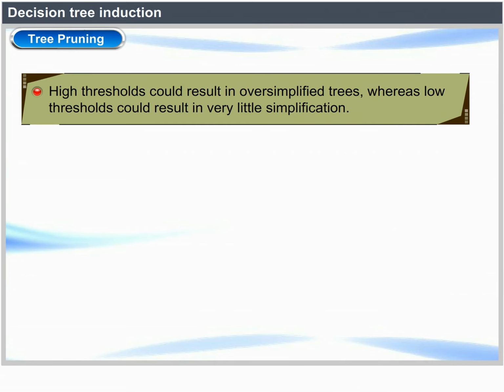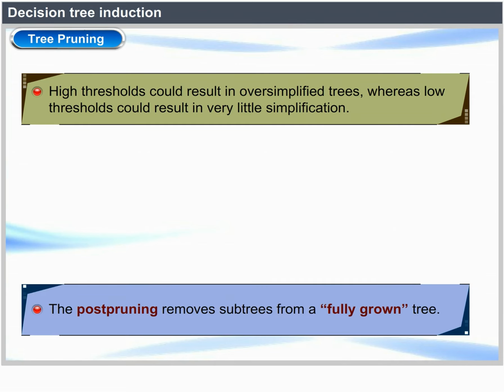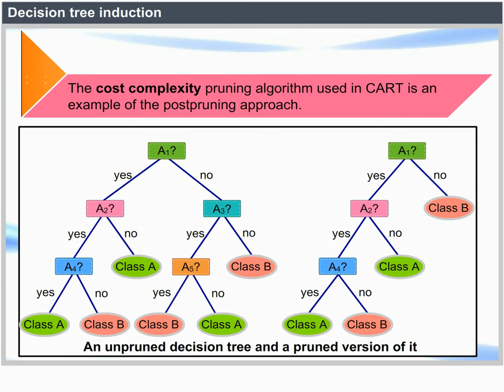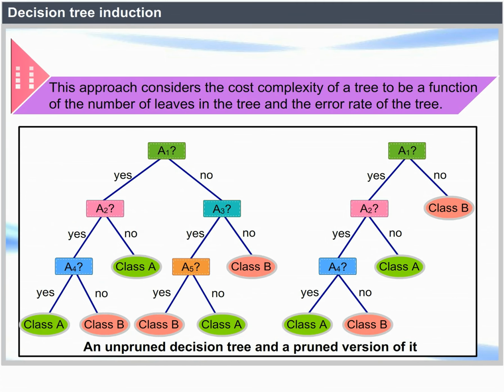Post-pruning removes subtrees from fully grown trees. A subtree at a given node is pruned by removing its branches and replacing it with a leaf. The leaf is labeled with the most frequent class among the subtree being replaced. The cost complexity pruning algorithm used in CART is an example of the post-pruning approach. This approach considers the cost complexity of a tree to be a function of the number of leaves in the tree and the error rate of the tree.